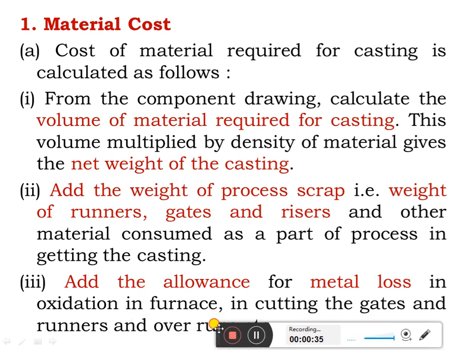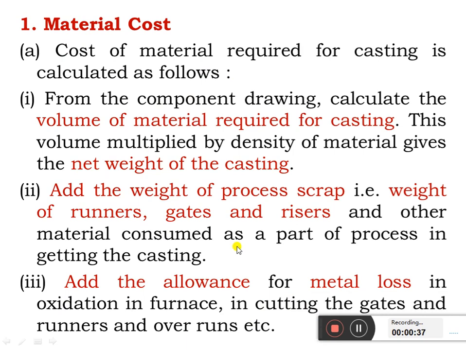Number 1, from the drawing, calculate the volume of material required for casting, and this volume multiplied by density gives the net weight of the casting. So we need to find out the weight of the casting, with the help of volume and density. And the next one is add the weight of process scrap, that is weight of runners, gates and risers and other material consumed as a part of the process in getting the casting.